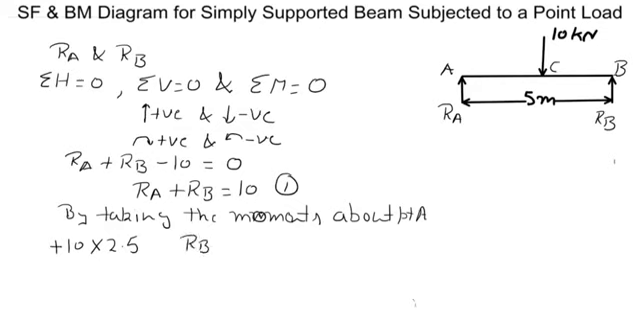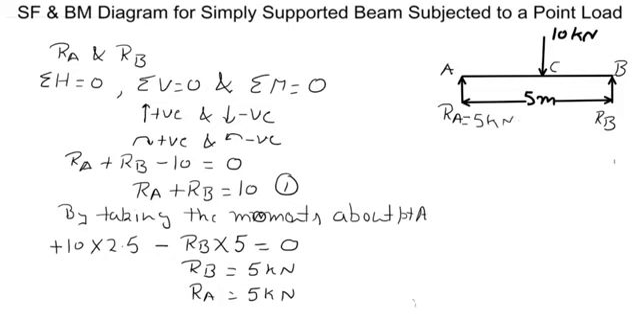RB is at a distance of 5 meter. It tends to rotate the beam in anti-clockwise direction, so it is negative. So sum of these moments should be 0. So from this equation we can calculate the value of RB and it comes out as 5 kilonewton. When we put this value of RB in equation number 1, then RA also comes out as 5 kilonewton. So the value of RB and RA both comes out as 5 kilonewton.